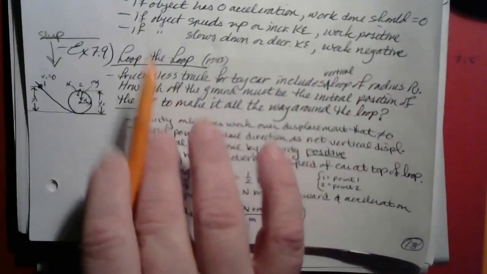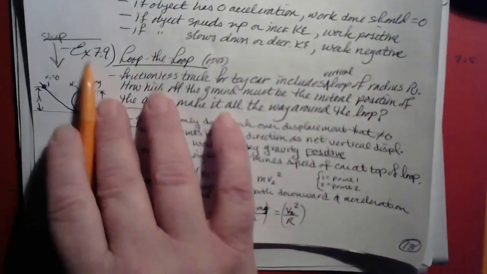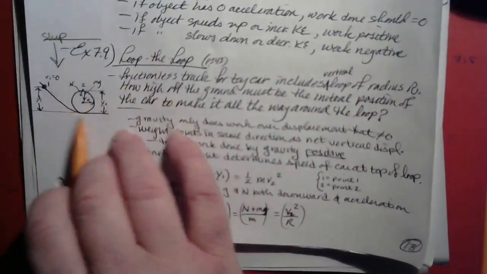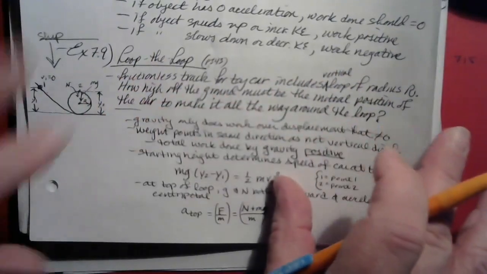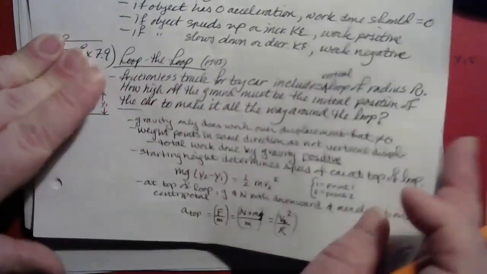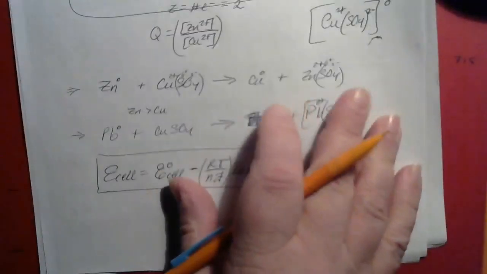Okay, to try the work energy theorem on a couple examples, we come first to example 7.9, the loop-the-loop question, which involves circular motion, which we've been skipping up until now. And so it gets into some formulas that we haven't seen. And so I'm going to skip 7.9 and go on to 7.10.